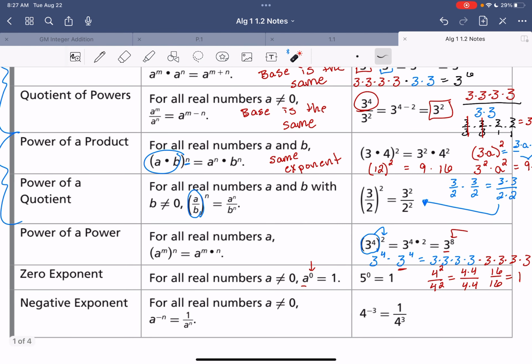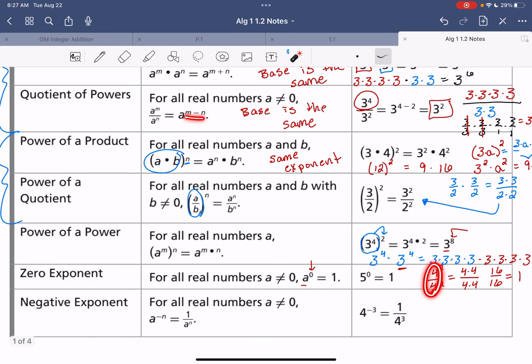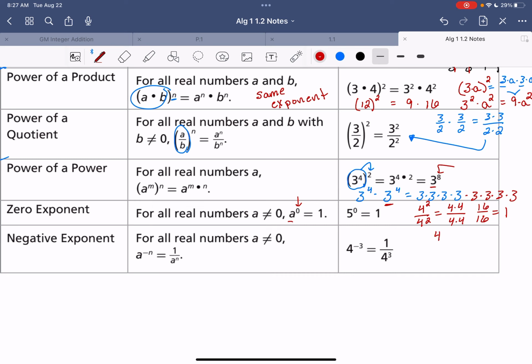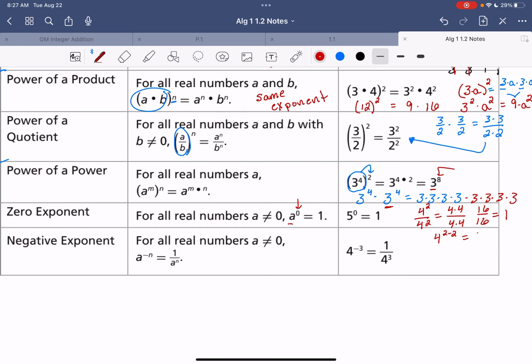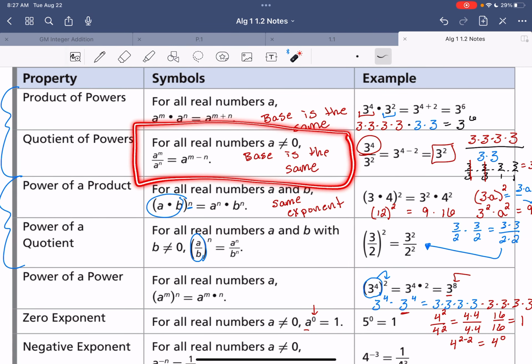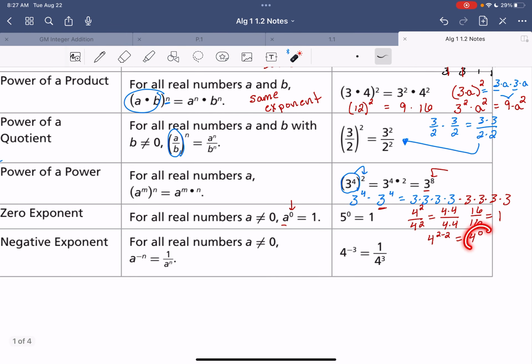If I come back and use this quotient property, bases are the same. They're both 4. I should be able to subtract my exponents, right? So I should be able to take 4 and take the 2 minus the 2. This exponent minus this one. Sorry, that's really tiny. Well, 2 minus 2 is 0. So 4 to the 0. For this rule to be a rule and always work, anything to the 0 power has to be 1.